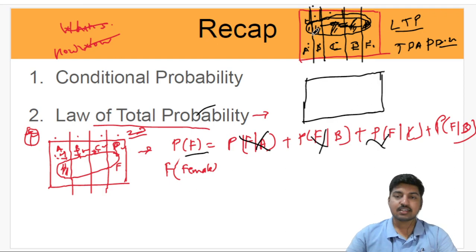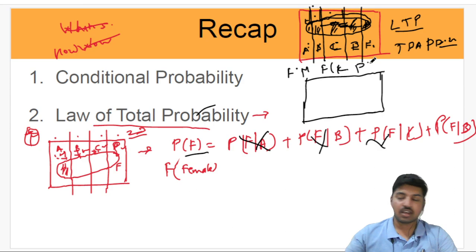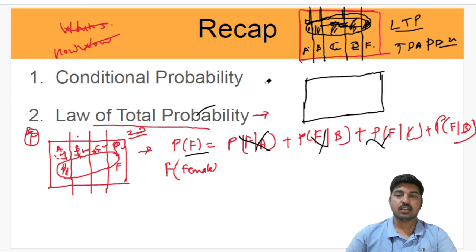In your case, you can relate it like this. Female given from Maharashtra. Female given that I have selected a student from Karnataka. Female given that I have selected from Madhya Pradesh or Bihar or Jharkhand. Got my point? This is the law of total probability. You got it? Understood? Amit, is it clear? Yes.